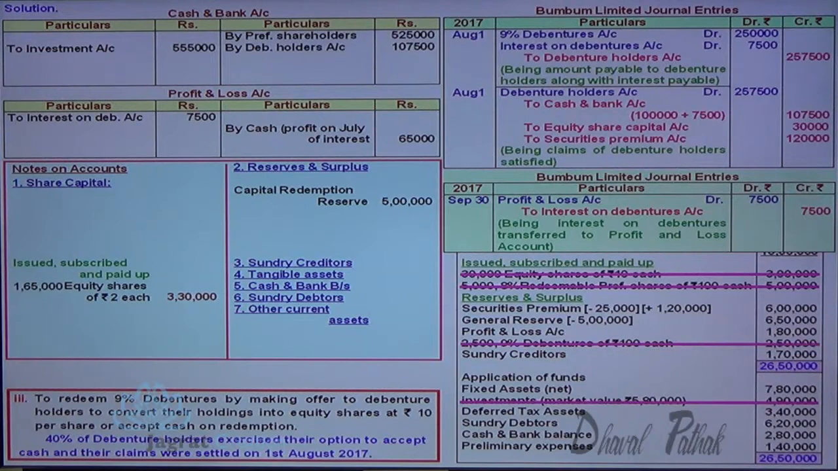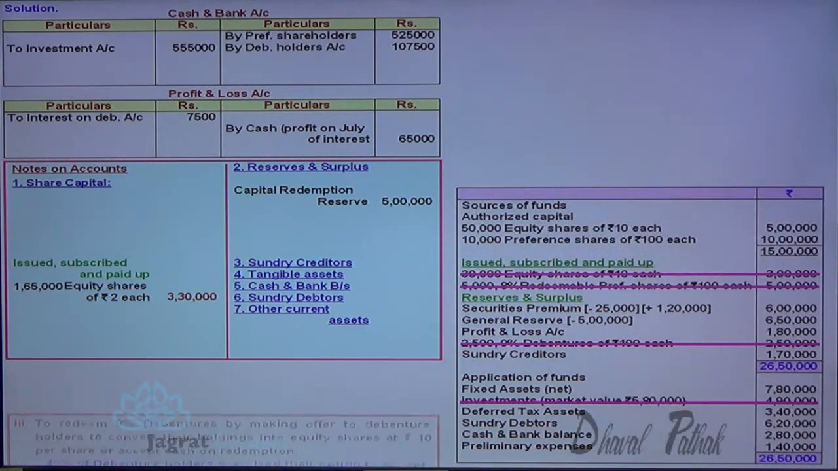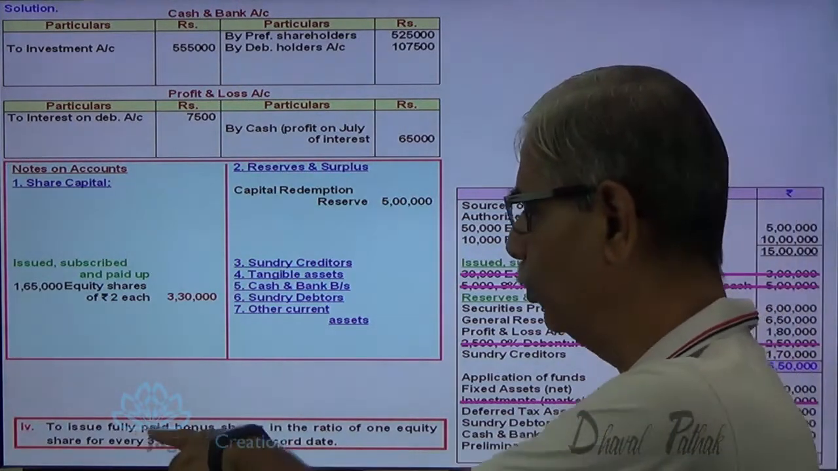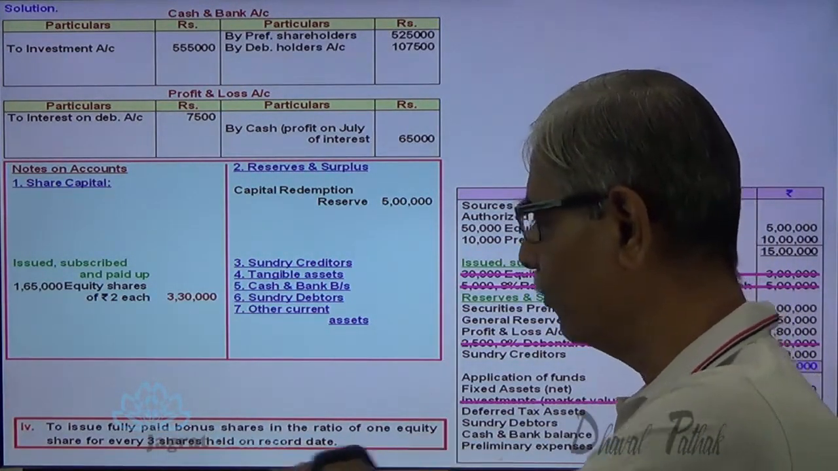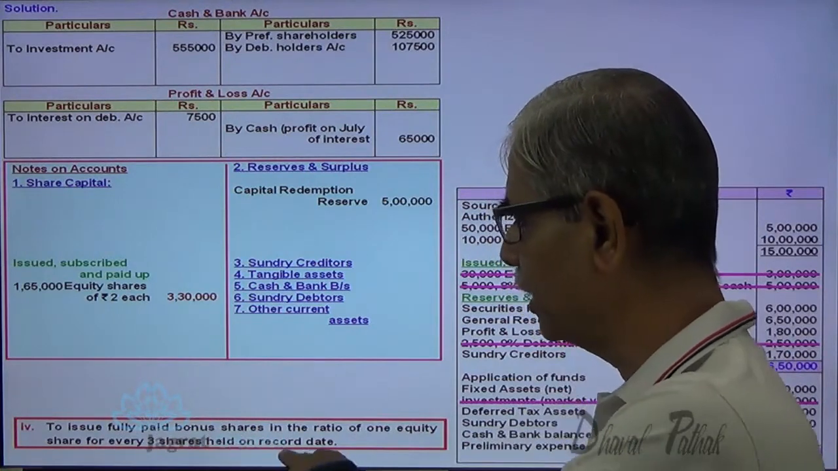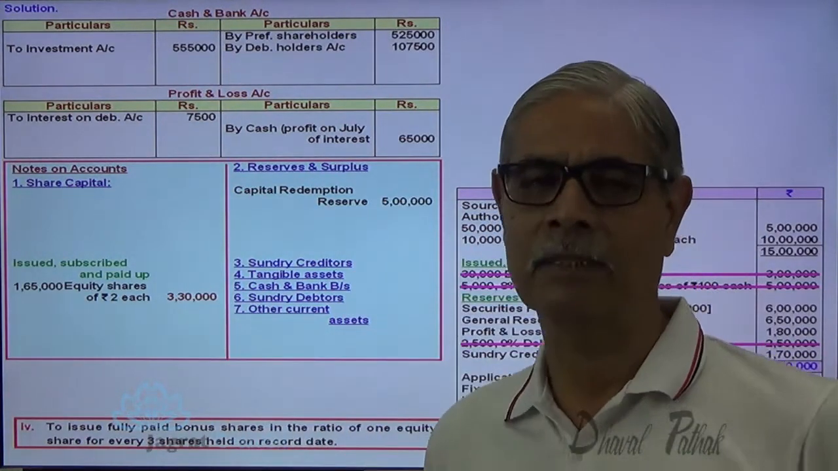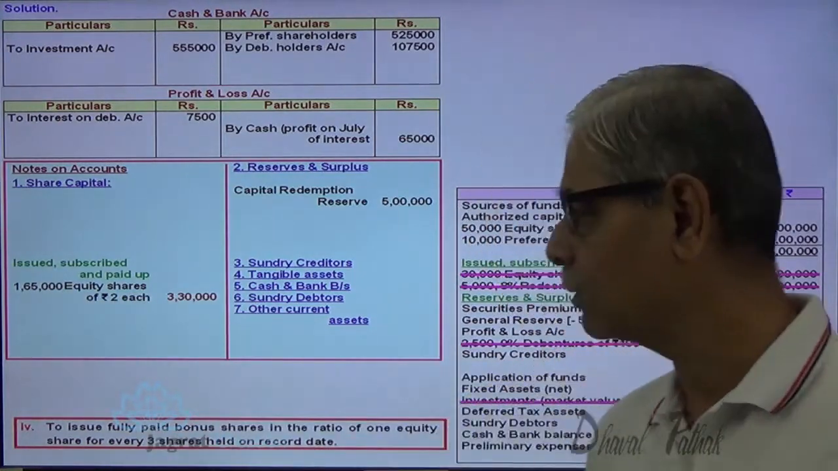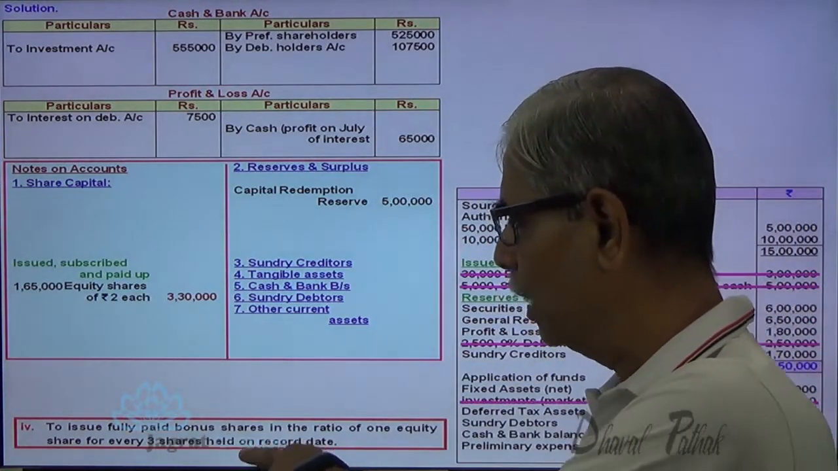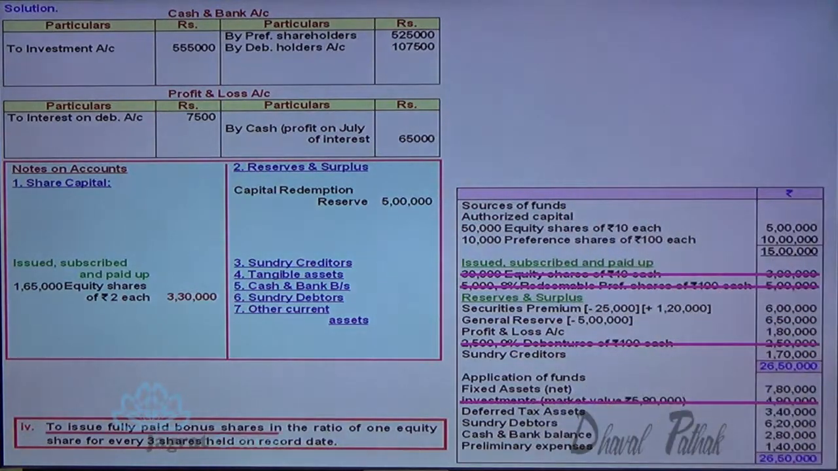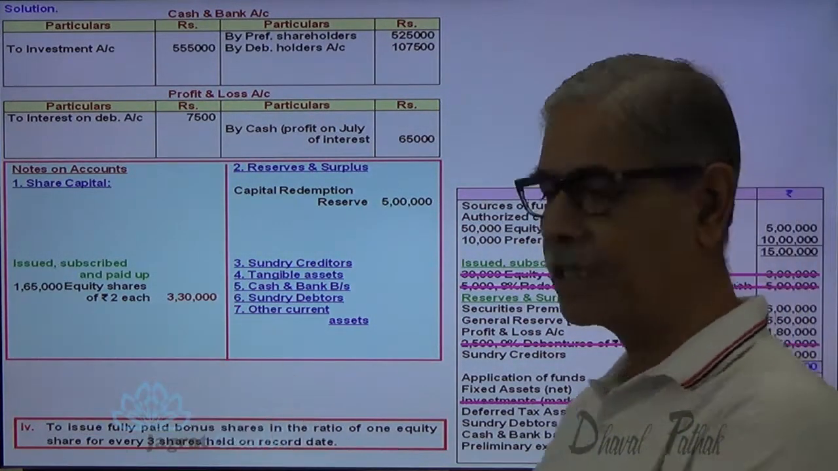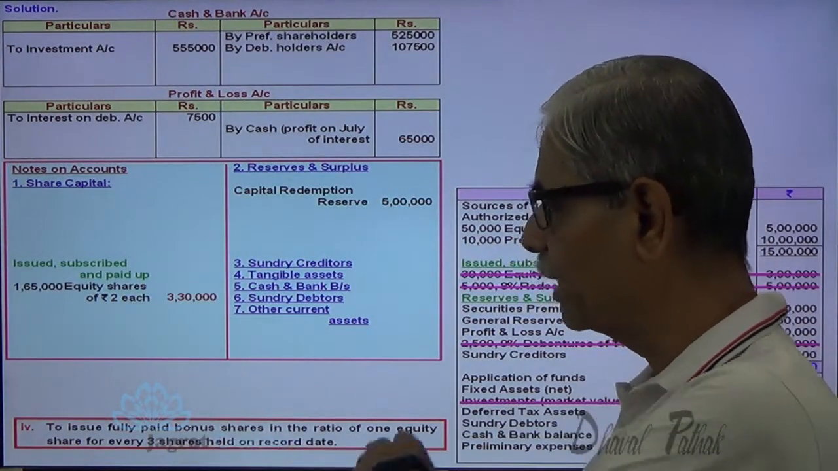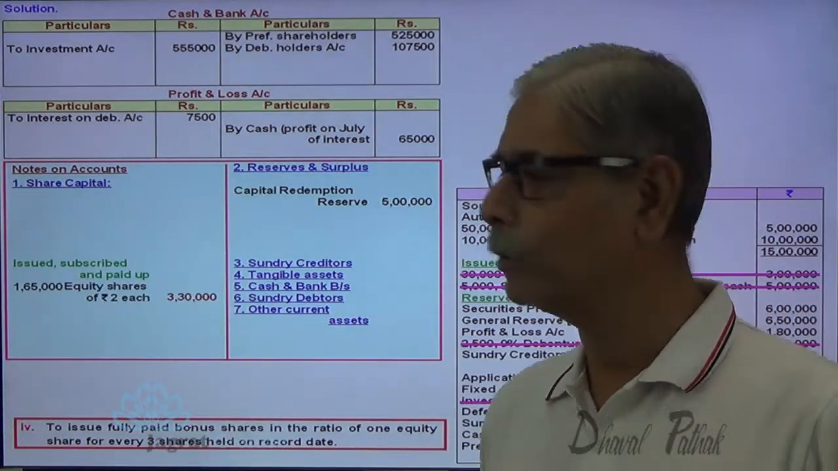Now, next transaction: bonus issue. To issue fully paid up bonus shares in the ratio of 1 share for every 3 shares held, on share capital of 3,30,000, you are required to give bonus. Number of shares are 1,65,000. Now, 1 share is to be given for 3 shares.